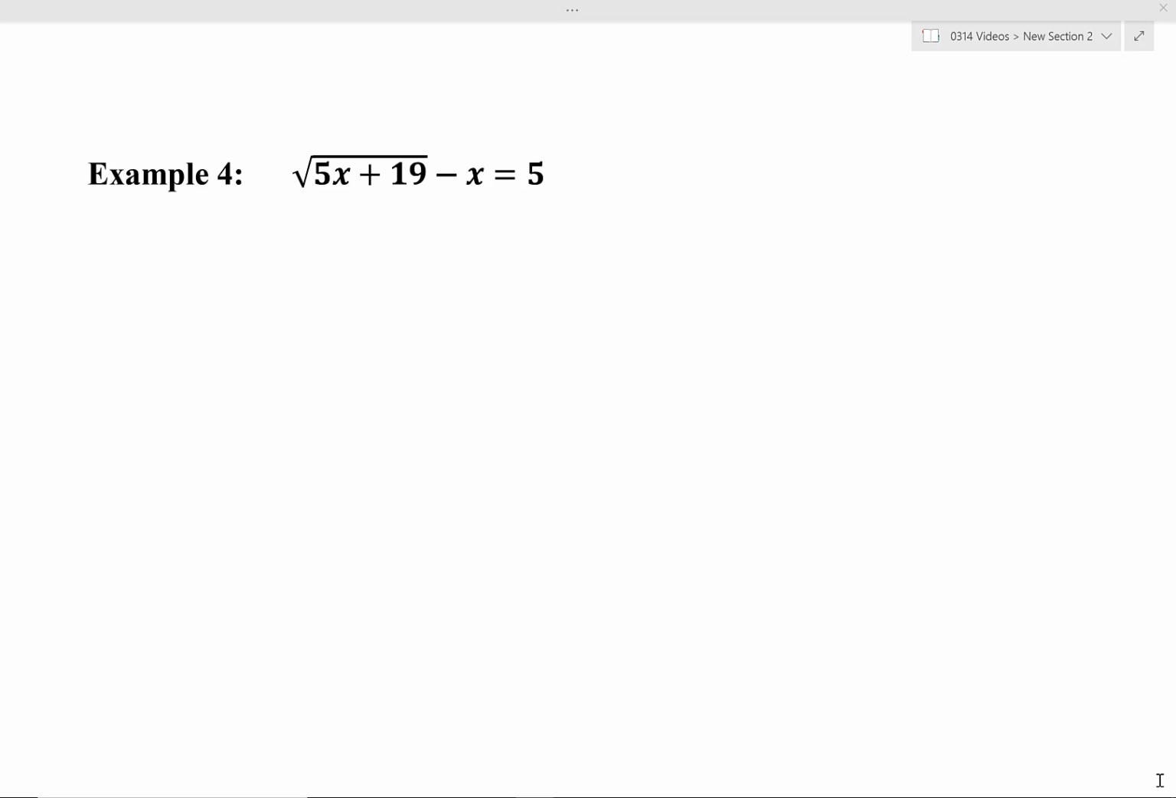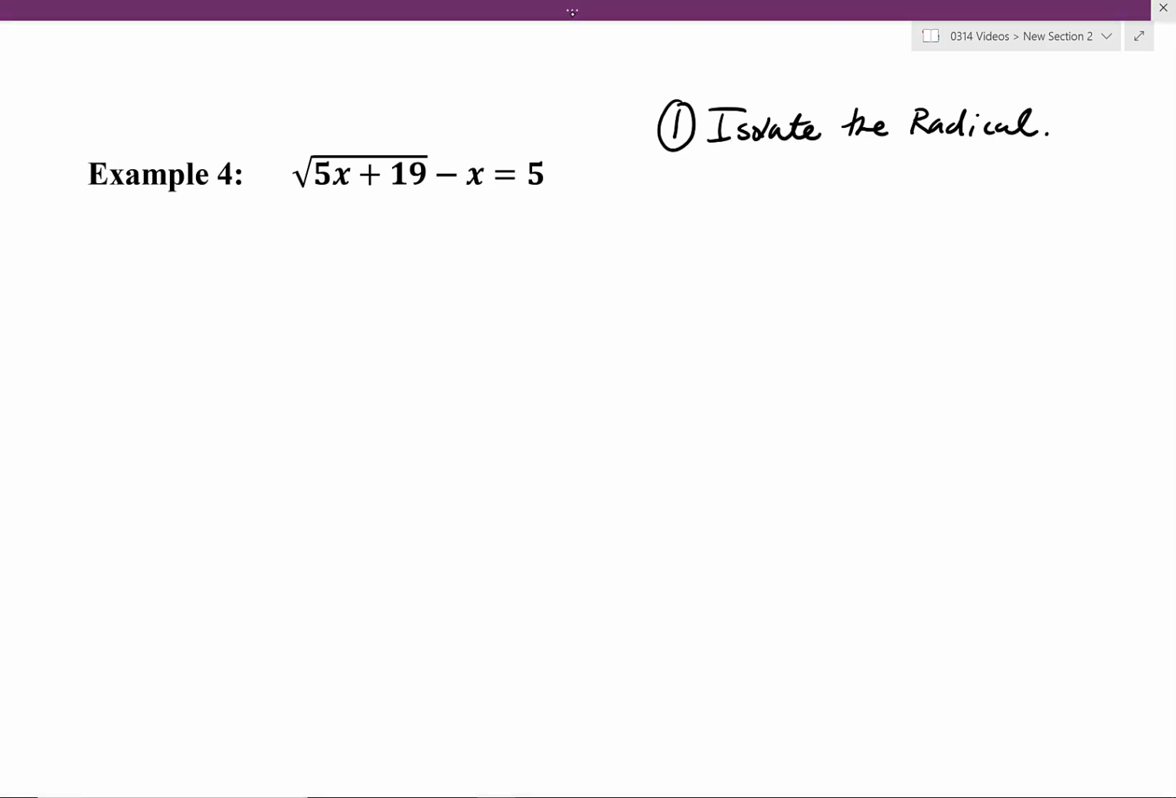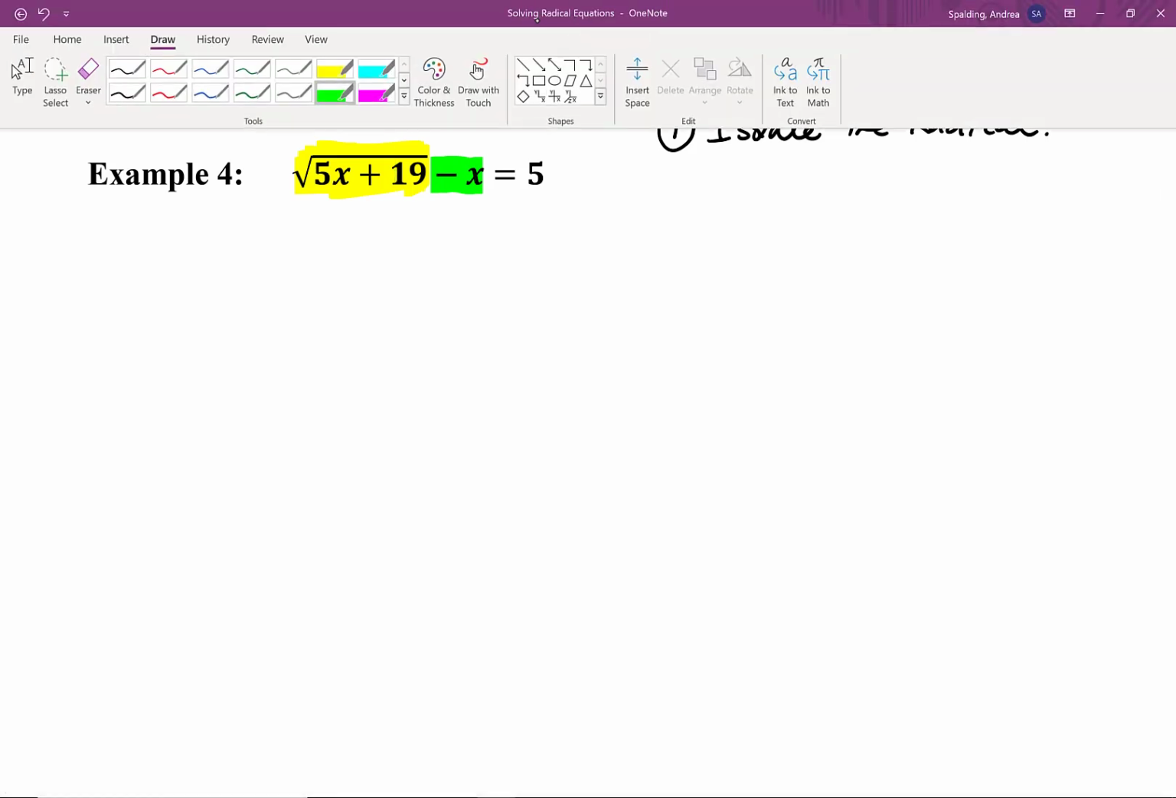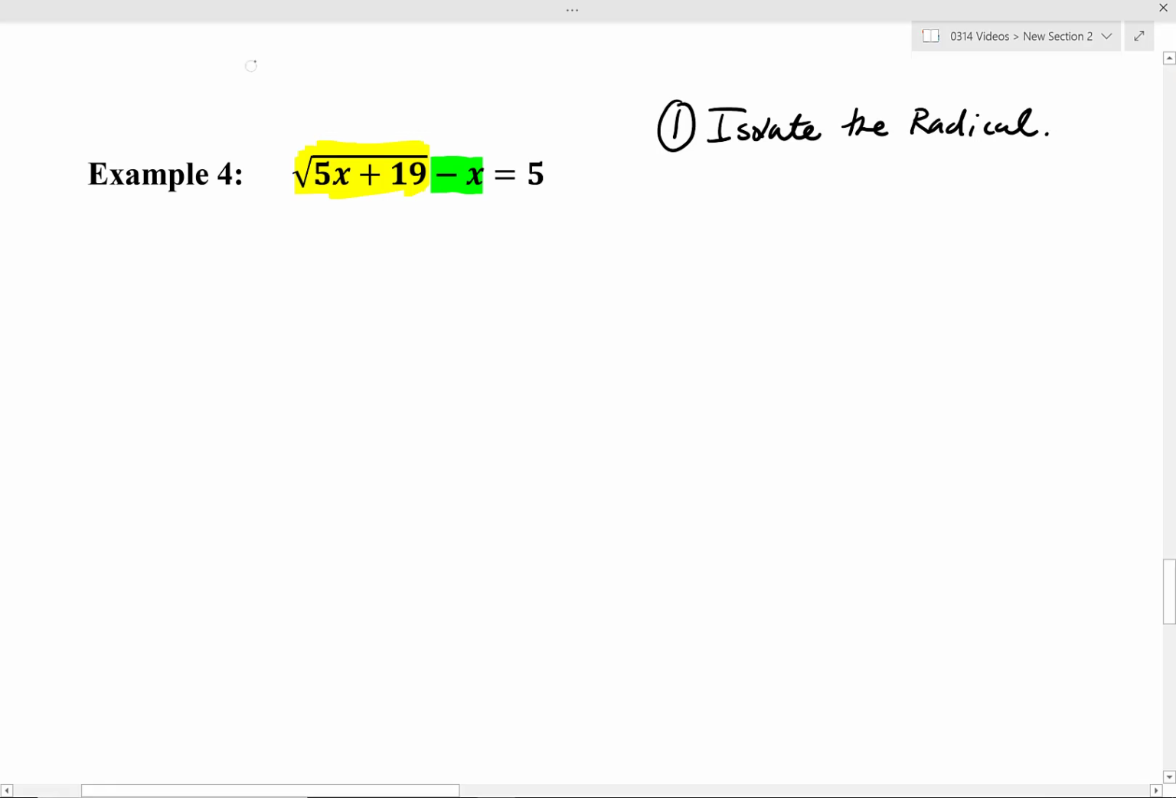Here we have another radical equation. We have a variable underneath the radical symbol. So when we are solving a radical equation, step 1 is to isolate the radical. We want to figure out, what's the radical symbol and what's everything underneath it? Is that by itself on one side? Well, I would say no. We have something that is on the same side as that radical, but is not underneath that radical. So the radical is not isolated.